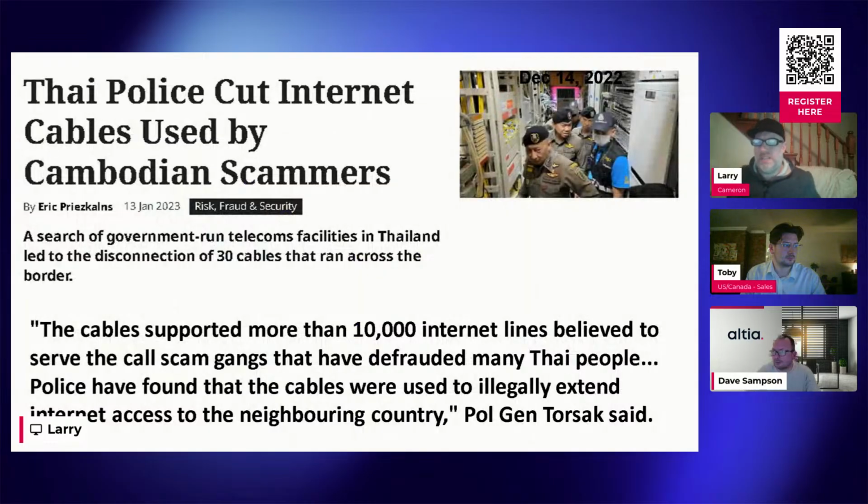When you're doing an analysis, this was another thing I saw: Thai police cut internet cables used by Cambodian scammers. They brought 10,000 internet lines from Thailand, a state-owned facility. So the government of Thailand owned this, and they brought all the lines from Thailand to Cambodia to support the scam operations. This gave me a great idea to find ways to detect it, and I basically geofenced the entire Myanmar border looking for these.